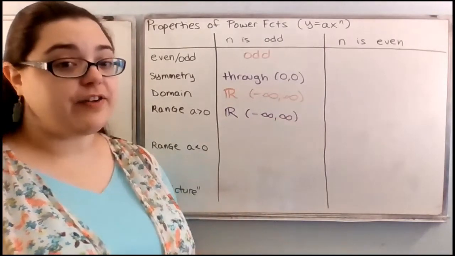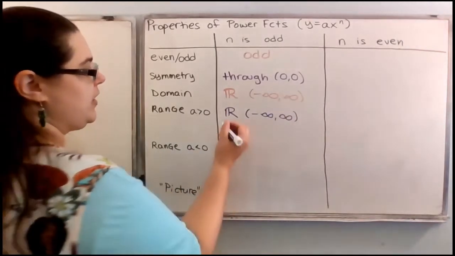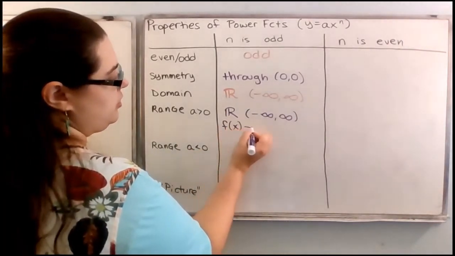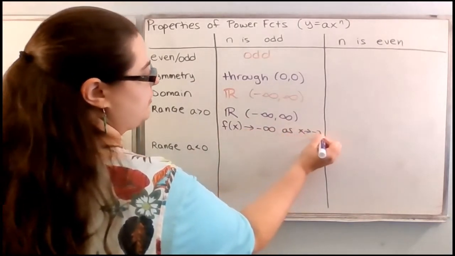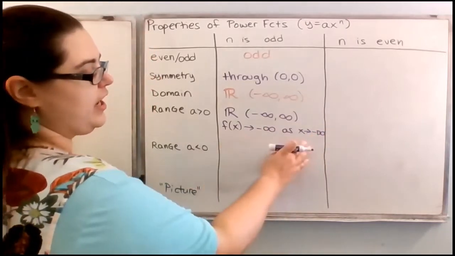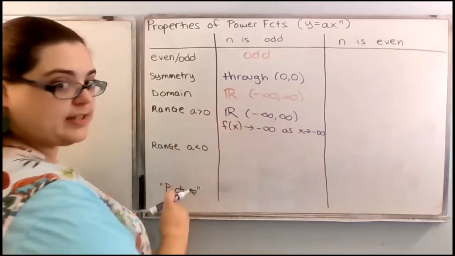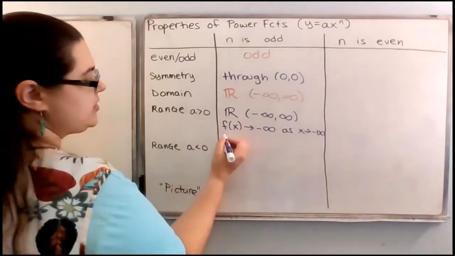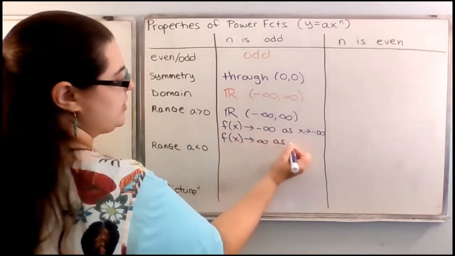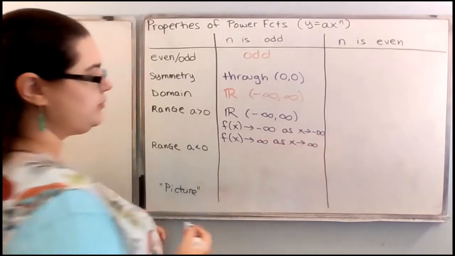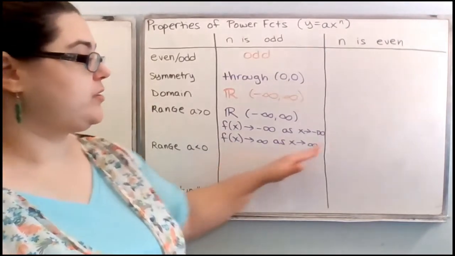But let's make sure we specify that information about what's happening in either direction. So we can say f of x goes to negative infinity as x goes to negative infinity. This is indicating that as I move to the left, x goes to negative infinity, my function is going downwards. Similarly, we can have f of x goes to positive infinity as x goes to positive infinity. So as I move to the right, the odd power function is going to go up.